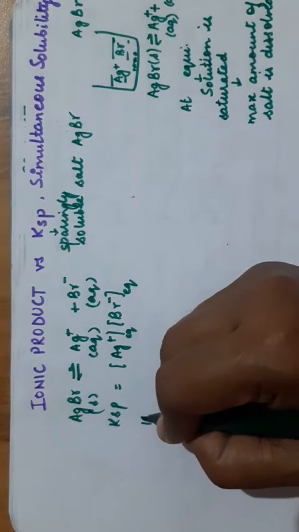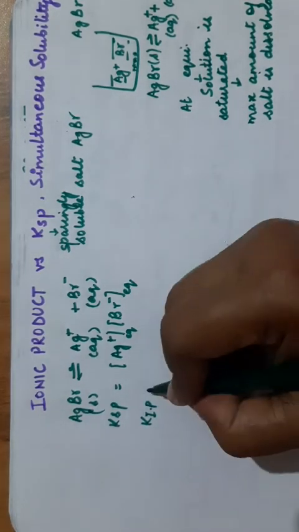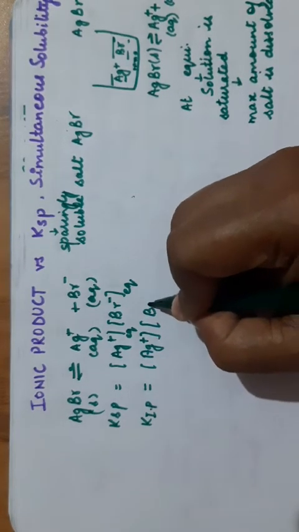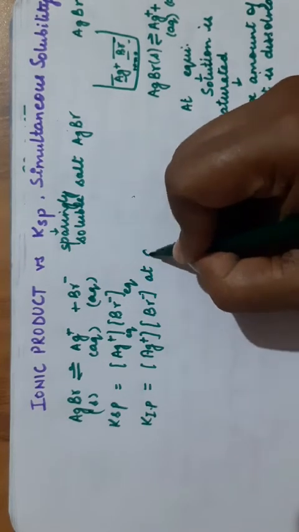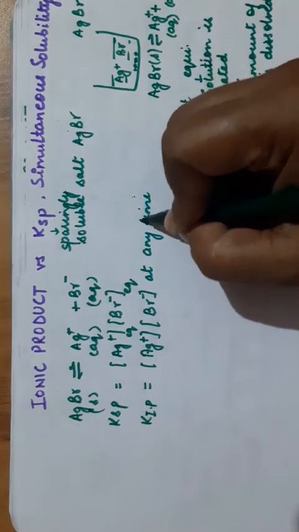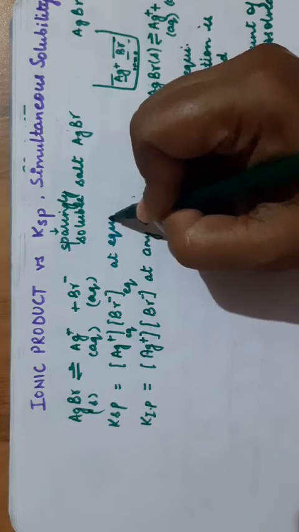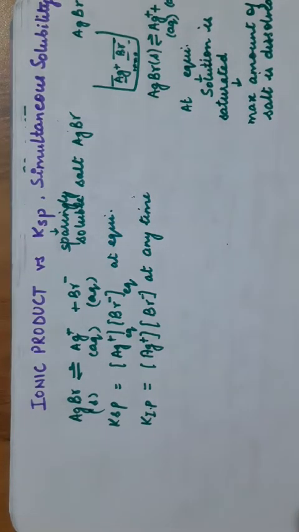How do we write ionic product? Ionic product is written as the product of concentration of ions. Same thing, but it is at any other time, at any time. That means it is not necessary that we take the product of concentrations at equilibrium; we can take any time. If at any time we take the product of the concentration of ions in solution, that is known as ionic product. And the product of concentration of ions at equilibrium is known as KSP. So that is the difference between ionic product and solubility product.